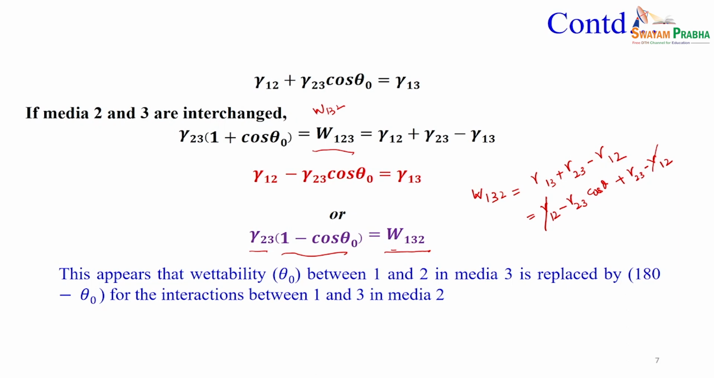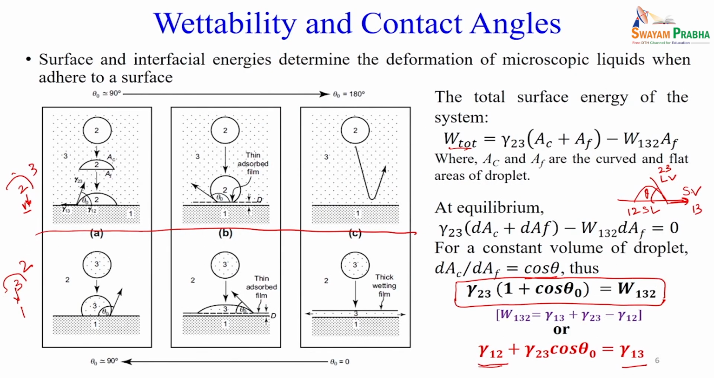So, what it says is, if you exchange the medium 1 and 2 in medium 3 and 1 and 3 in medium 2, the angle will change: theta will be changed to 180 minus theta. So, the theta 0 that was there in the first case will be replaced by 180 minus theta.